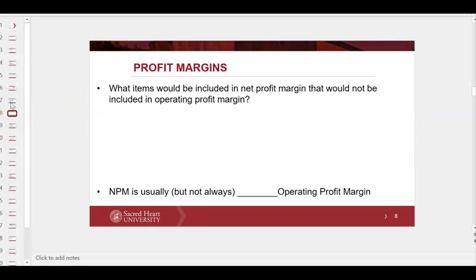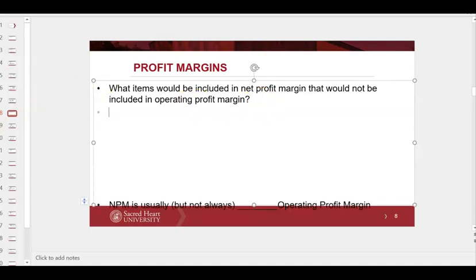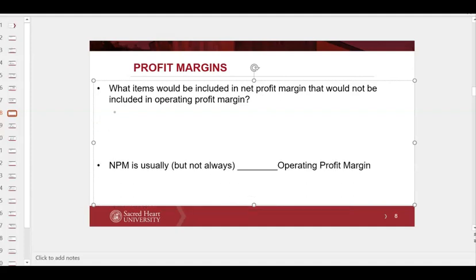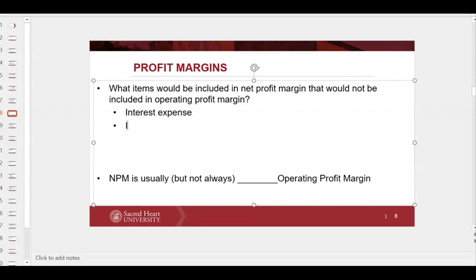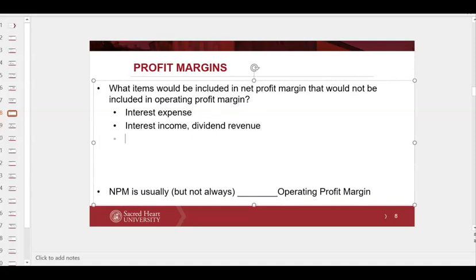What items would appear in net profit margin that would not be included in operating profit margin? Thinking about what are those items that are in the non-operating section of the income statement? The biggest one is typically interest expense, but you're also going to see interest income and dividend revenue, types of investment income.